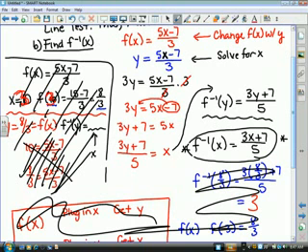Say that one more time. Oh, it is. These problems we're going over, it's going to say find the inverse function. No, no, no. That's how you have to do it. Yes, you must do that.